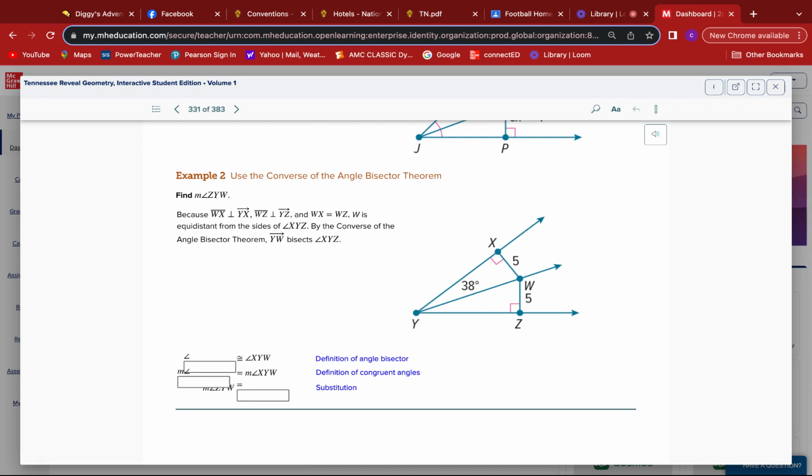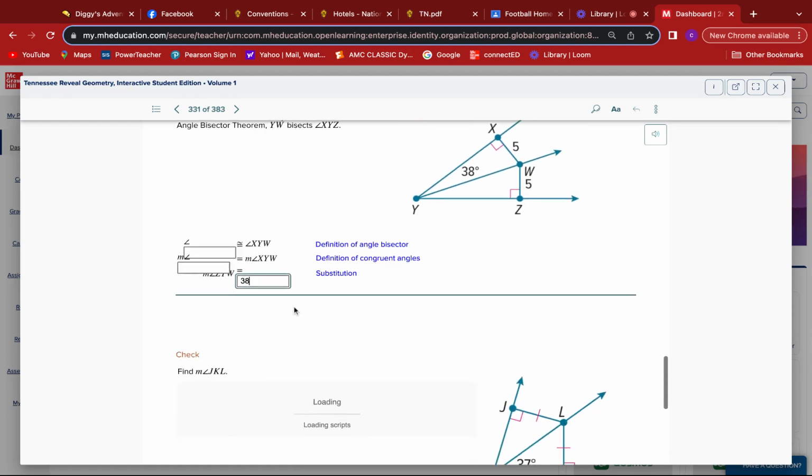Example number 2. We want to find an angle this time. We are looking for angle ZYW, which is this little angle right here. Well, gosh, guys, this is easy. These two angles are equal to each other because that's what an angle bisector does, it cuts the angle XYZ into two equal parts. So the answer is automatically 38 degrees. I'm not even going to try and solve this, you guys. It's just 38. So yeah, these two angles are equal to each other. So 38 degrees. Boom, done.